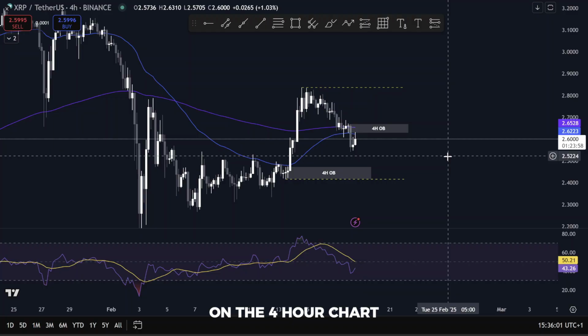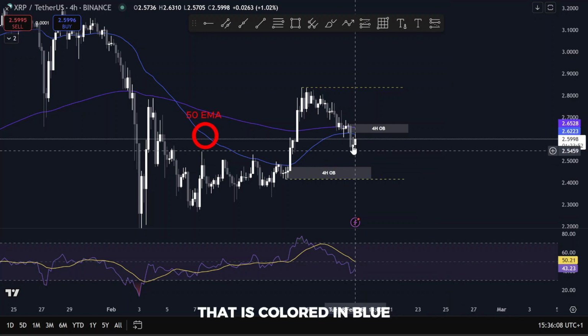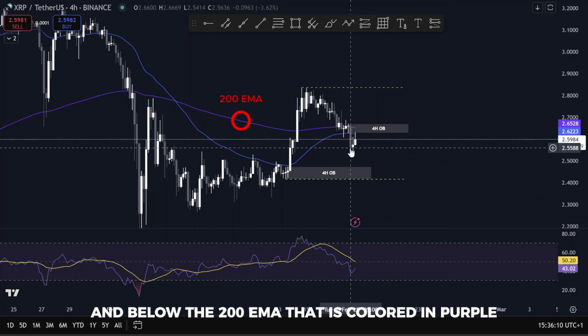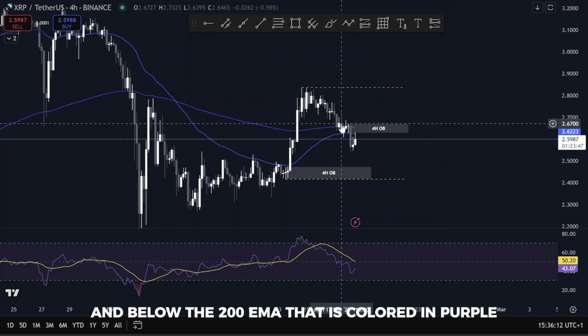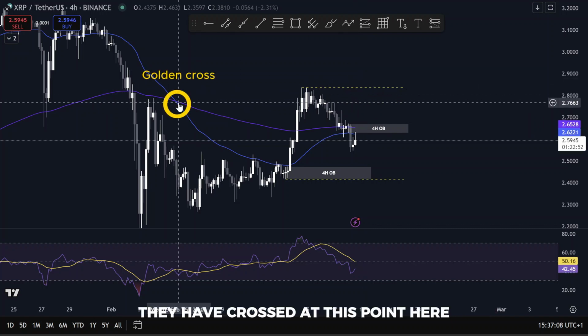On the 4-hour chart, XRP is currently trading below the 50 EMA that is colored in blue and below the 200 EMA that is colored in purple. The 50 EMA is falling relative to the 200 EMA, signaling a bearish momentum in the short term. They have crossed at this point here.